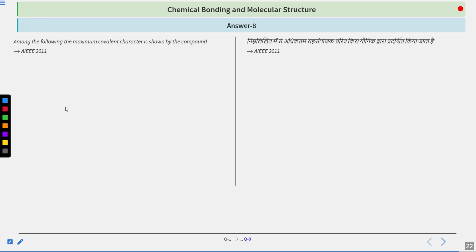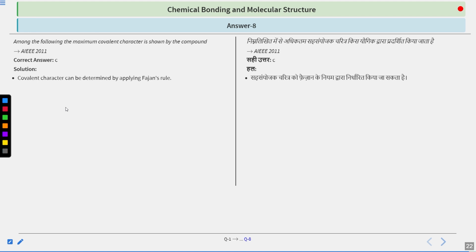First of all, we have to find the maximum covalent character. Every compound has some covalent character and some ionic character. No compound is purely ionic or purely covalent. So we have to compare that covalent character. The correct answer is C. If you have solved it, what will be the explanation? Very easy. You have to apply Fajan's rule.